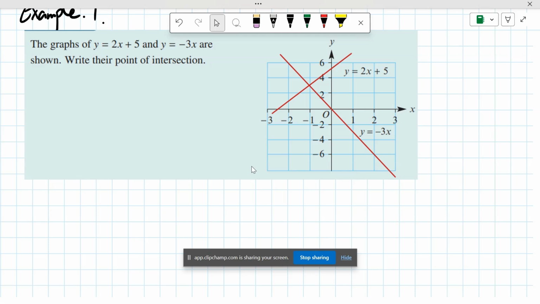So how are we going to do it? From this graph, we're going to figure out the point of intersection here. If you think more mathematically, let's have a look: y equal to 2x plus 5, y equal to negative 3x. When the two lines cross at that point, those two y's are equal. Does that make sense for you guys? So think about it that way. At the crossing point, your two y's are equal, which is 2x plus 5 equal to negative 3x.